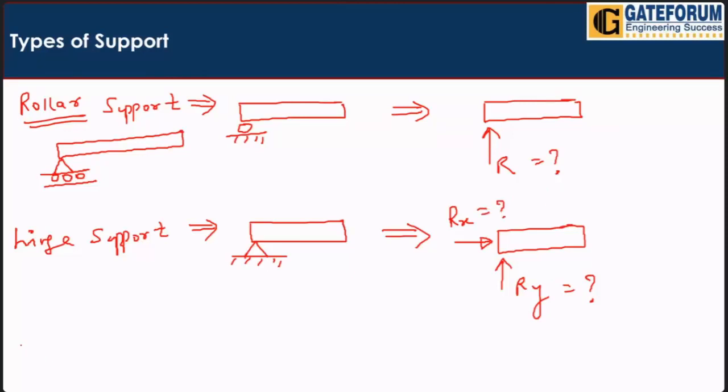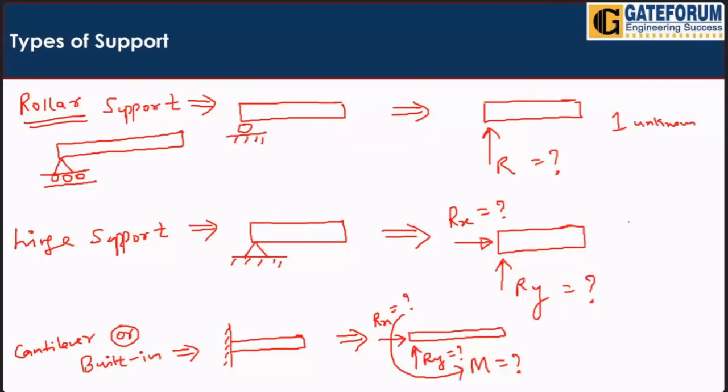But the third one is the cantilever, which is also known as built-in support. Here we have one unknown, here two unknowns, and here three unknowns: roller, hinge support, as well as cantilever or built-in support. Okay, so first of all we have discussed three types of support.